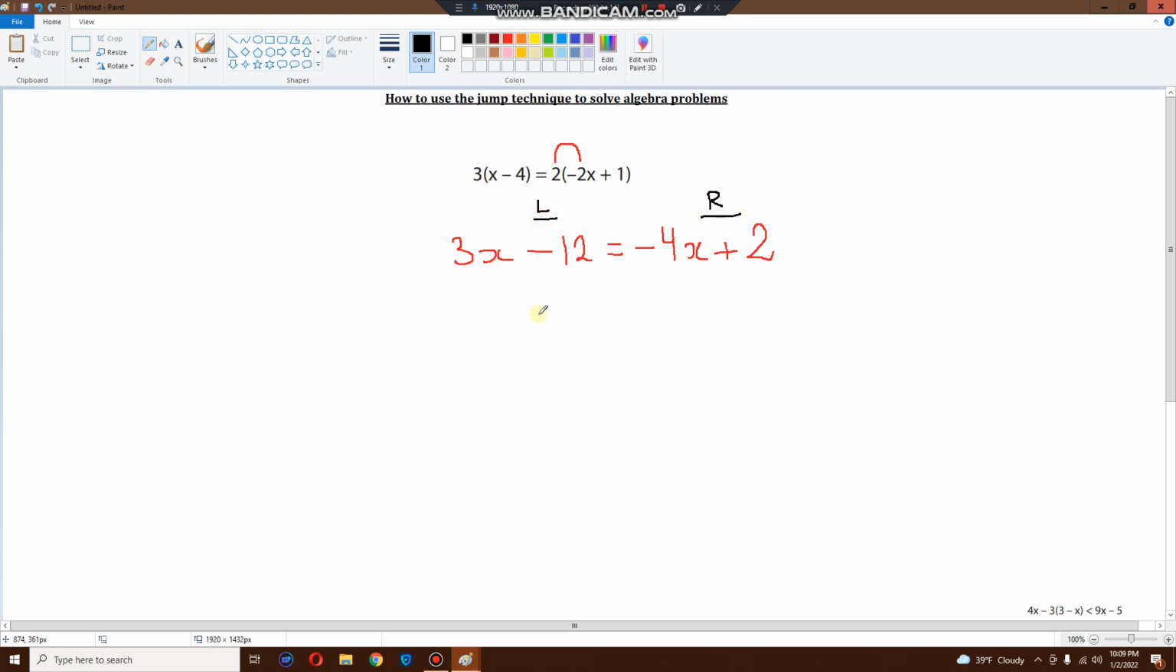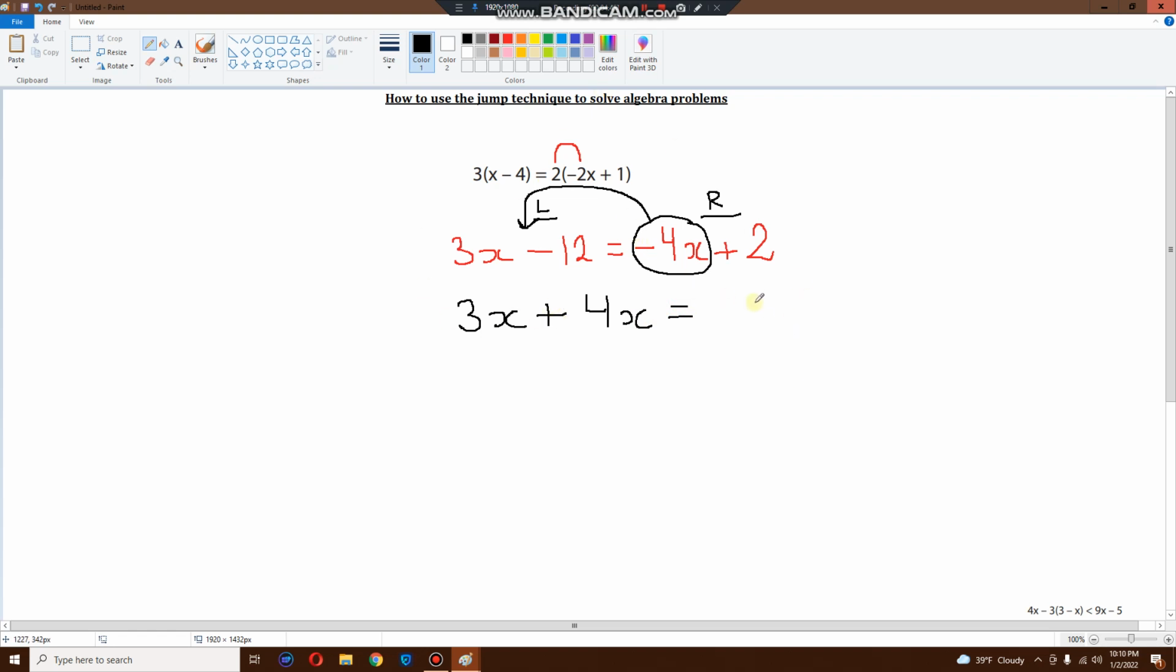On the left side, I keep my variables with their coefficients. I need all the x values, all the x numbers on the left side. 3x is already on the left side, that's great. Minus 4x, however, is on the right side. That's not good. So I'm going to jump across that equal sign, and the minus will turn into plus. And it's going to be plus 4x. You see that? That's how you do it, okay?